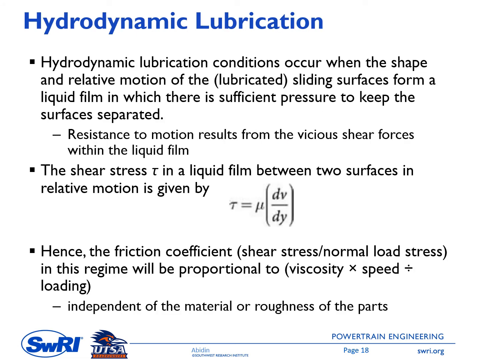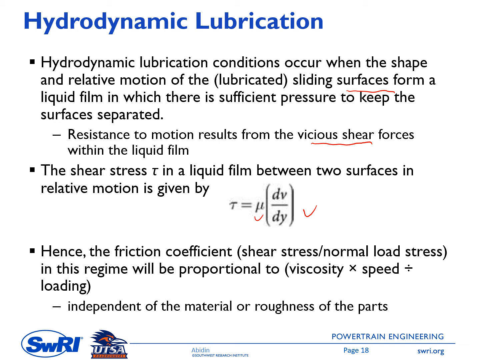And then hydrodynamic lubrication conditions occur when the shape and relative motion of the lubricated sliding surfaces form a liquid film in which there is sufficient pressure to keep the surfaces separated. The resistance to motion here results from the viscous shear force within the liquid film. And I think you know this formula from fluid mechanics class, that the shear stress is a function of mu, the dynamic viscosity, and the gradient of the velocity, dv over dy.